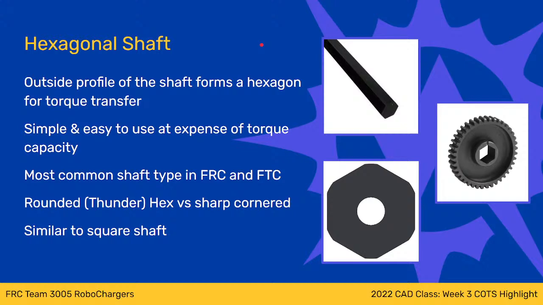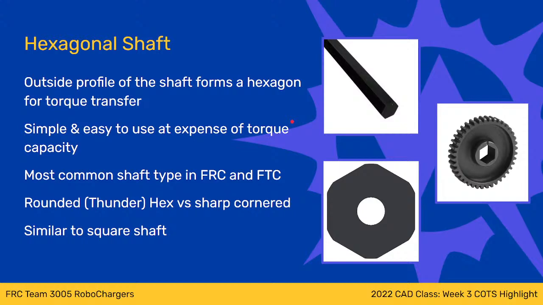All right, so we're going to talk about different kinds of shafts. The first type, which is the one that we use the most, is hex shaft or hexagonal shaft. And basically it's a bar that is in the cross section of a hexagon.